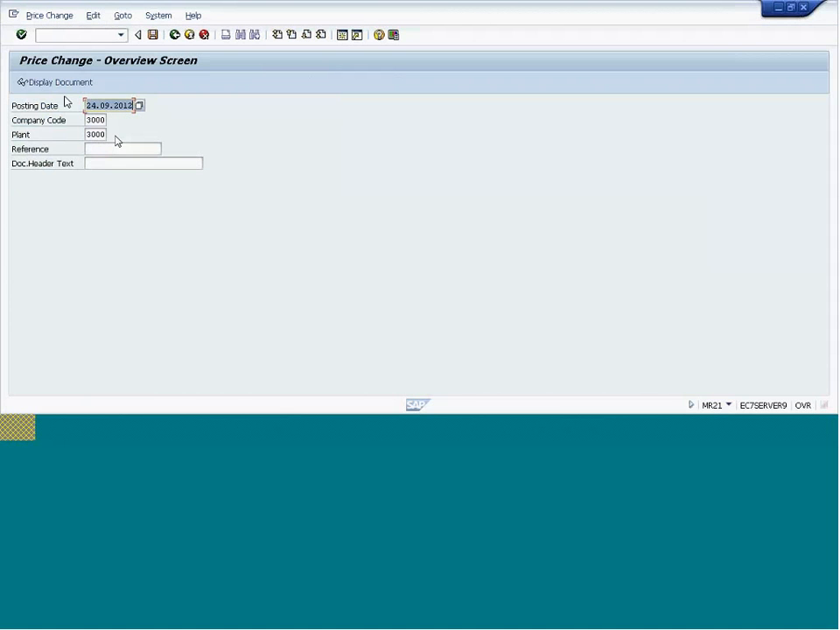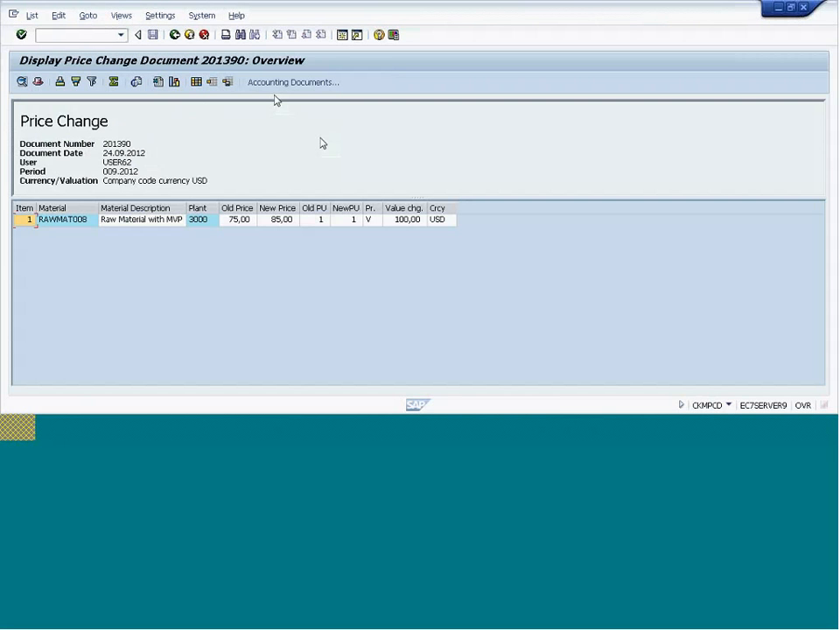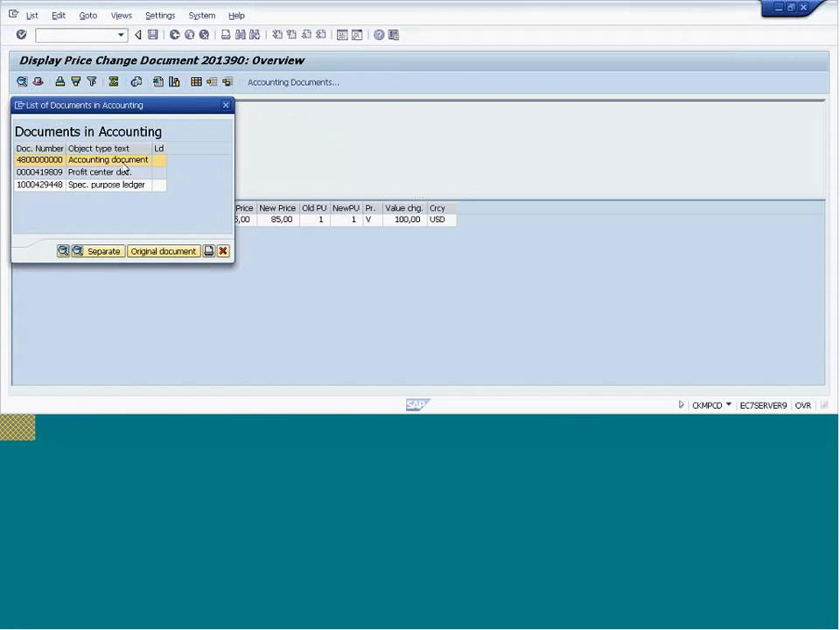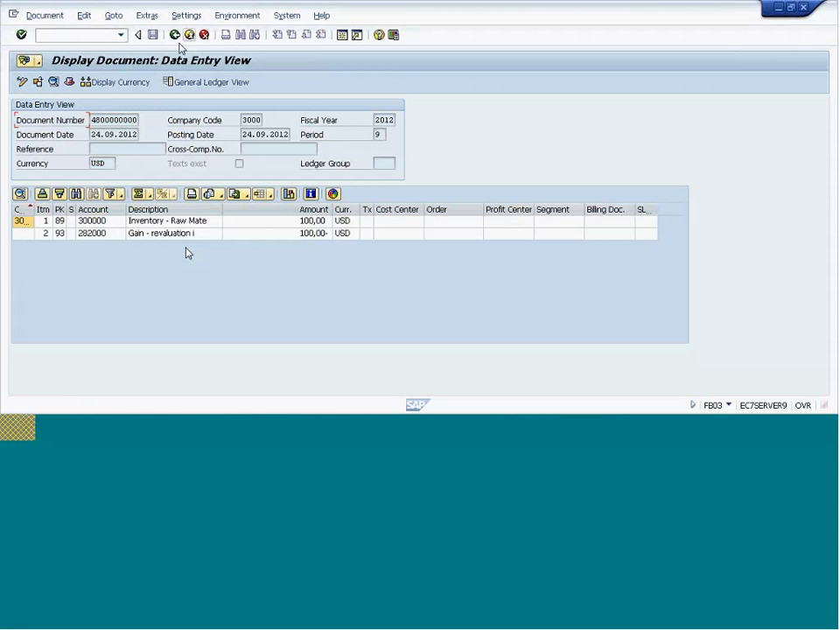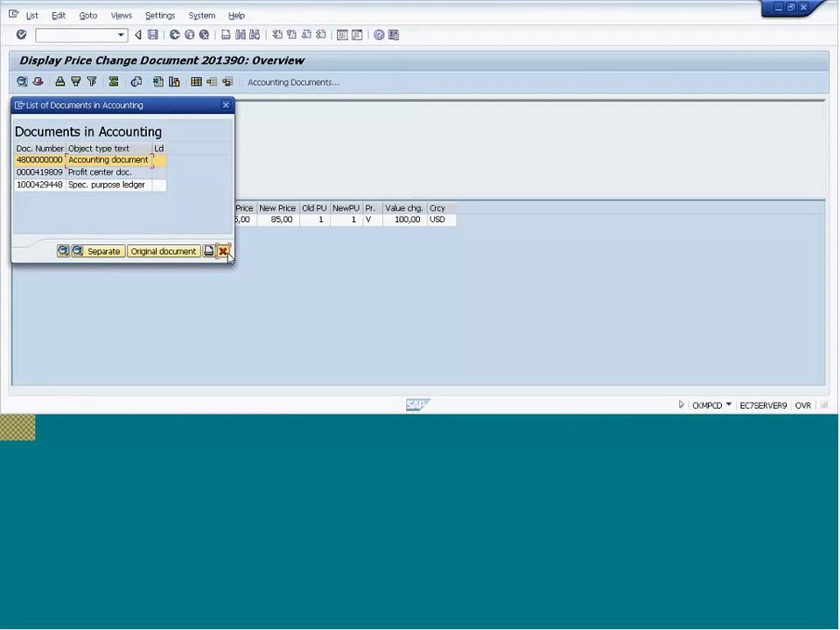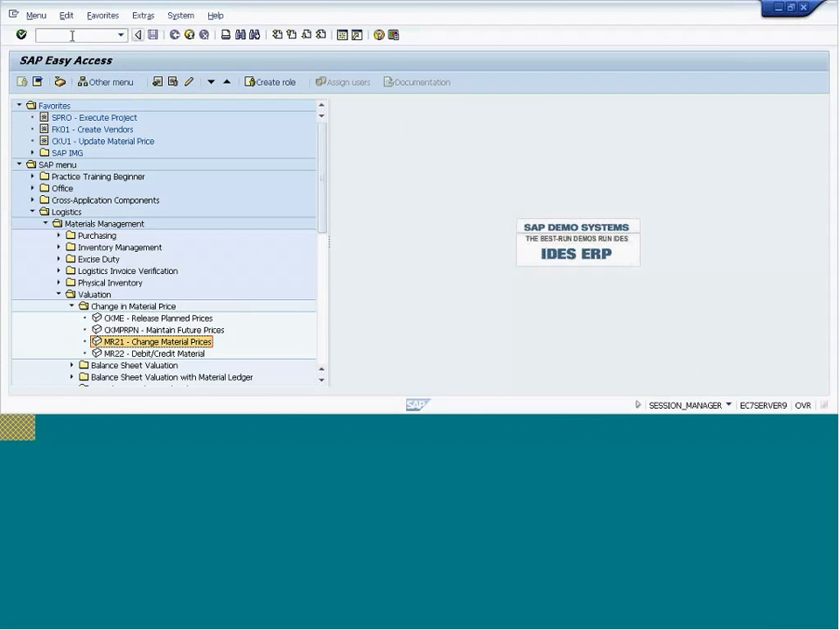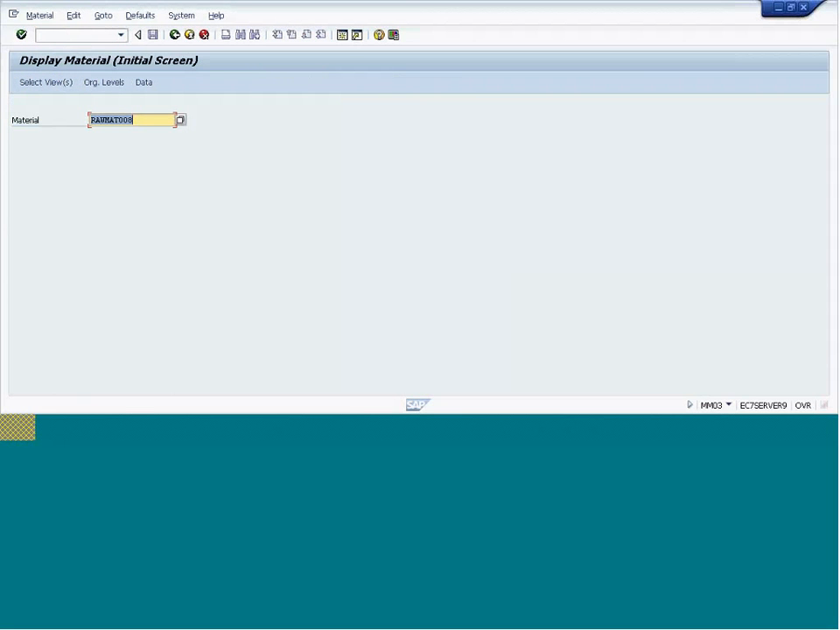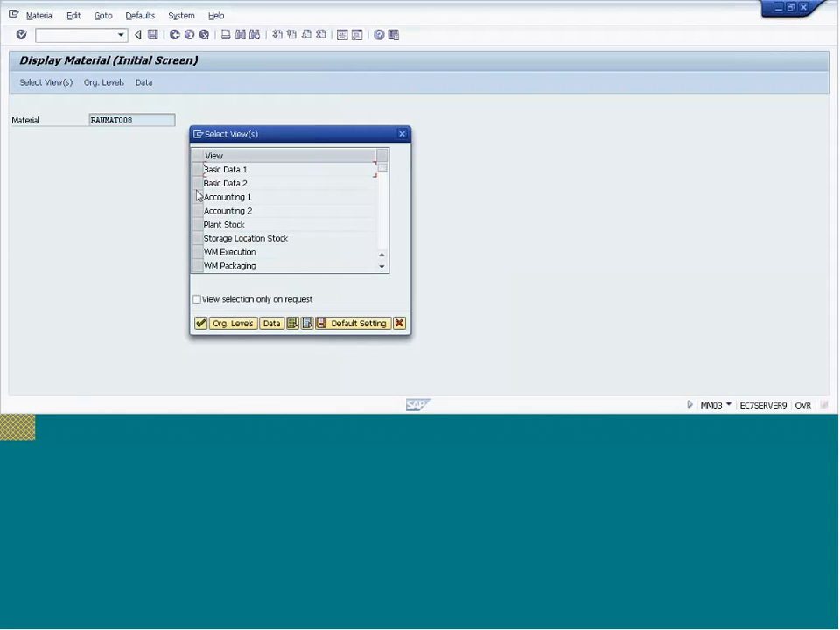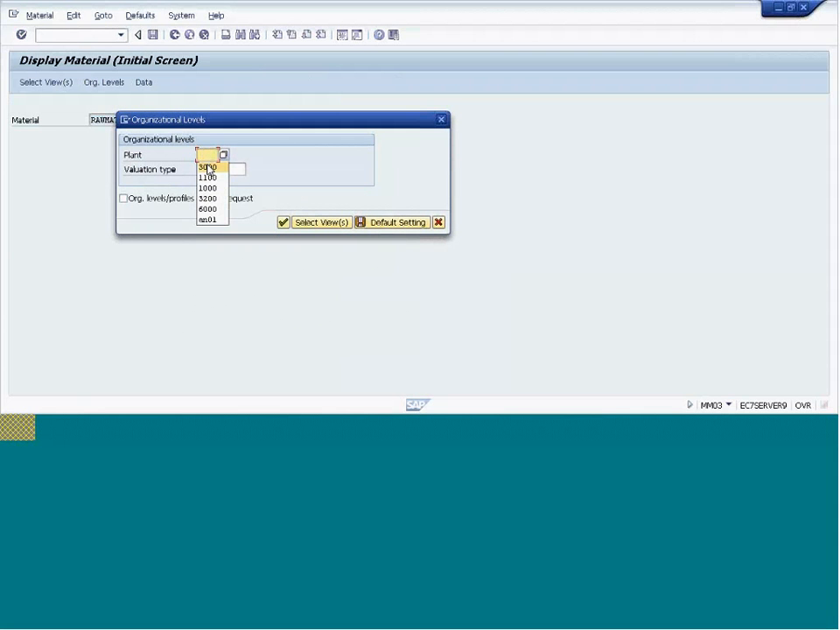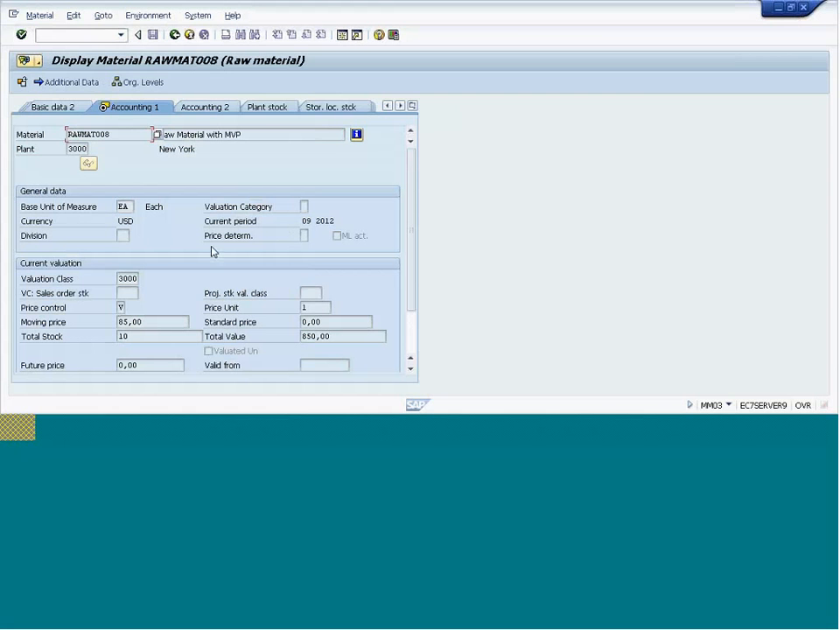So now what happened? If you see, there is a document generated for the price change, right? So it generates even an accounting document also, because basically you changed the price, right? Yeah, and then you go back and see the material value now for this material. You see here now it is $85, and the total value evaluated to $50. So then you made an accounting entry also for that contra. $100. Yes.